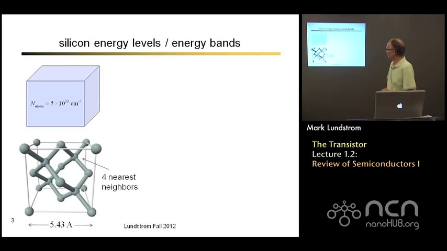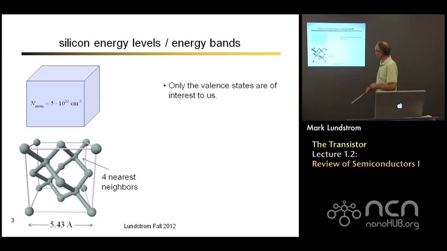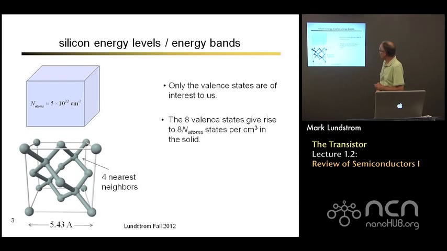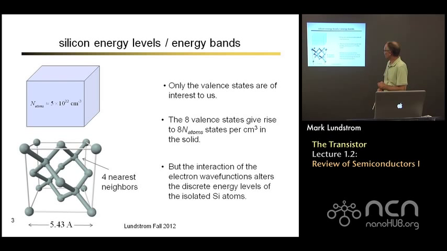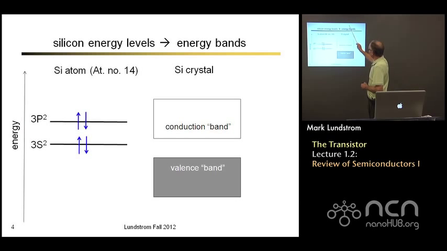Something different happens when we put silicon in a lattice and it can bond with its nearest neighbors. Those energy levels change, and we're going to need to discuss how they change. An important point is that we're only interested in the topmost energy levels, the valence states. There are 8 of those, so that gives rise to 8 times Na states that we'll be interested in. But the interaction of the electrons' wave functions as they interact with their neighbors changes the energy levels, and that leads to what we call energy bands. So the energy levels become energy bands.